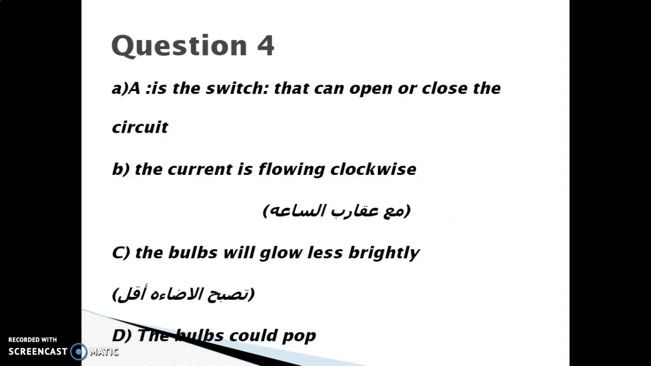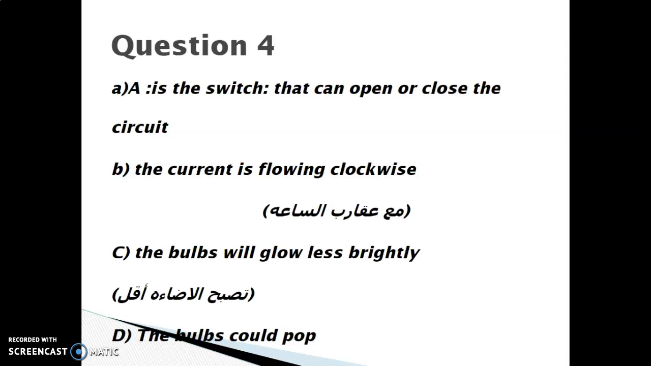C. If you added a second bulb in a bulb holder, would the bulbs glow more brightly or less brightly? Remember what we had in the lesson before. The bulbs will glow less brightly. Why? Because we had one battery, one cell, and many bulbs. So the bulbs will glow less brightly.